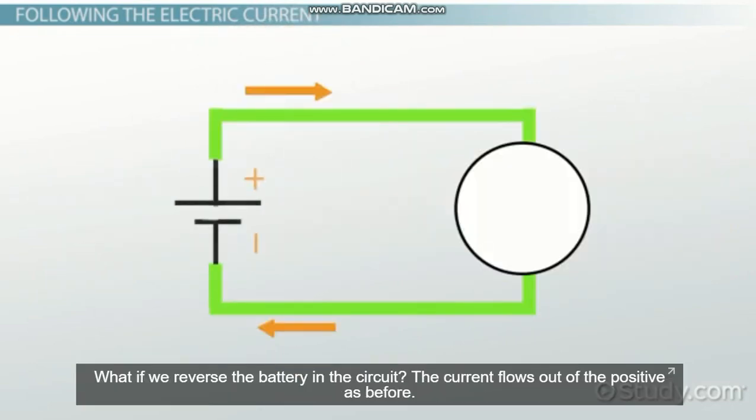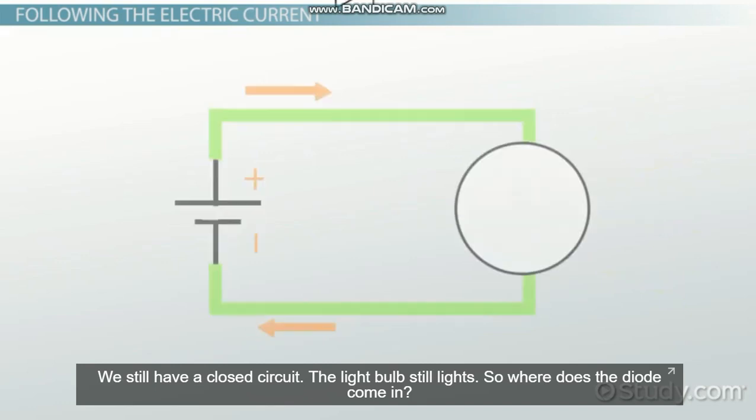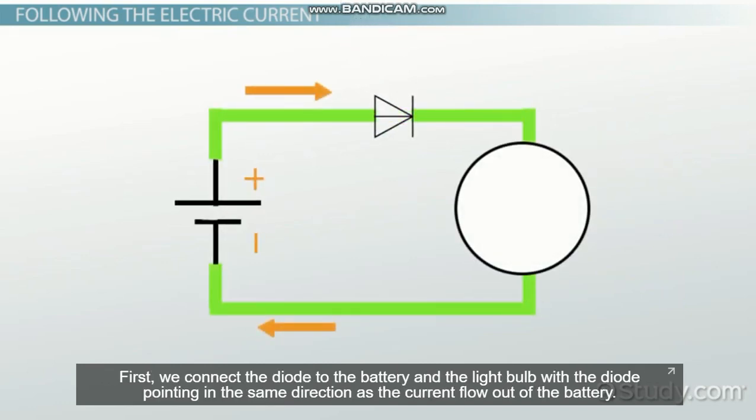Great! What if we reverse the battery in the circuit? The current flows out of the positive as before. We still have a closed circuit. The light bulb still lights. So where does the diode come in? First, we connect the diode to the battery and the light bulb, with the diode pointing in the same direction as the current flow out of the battery.